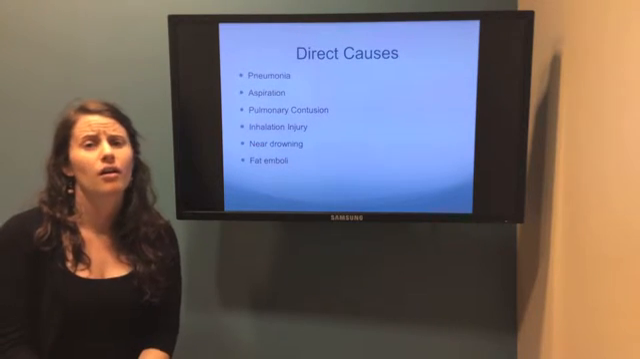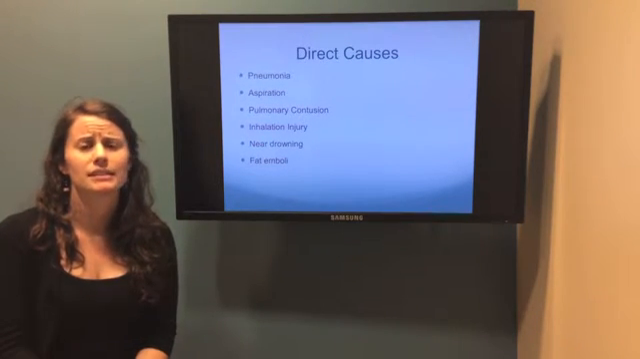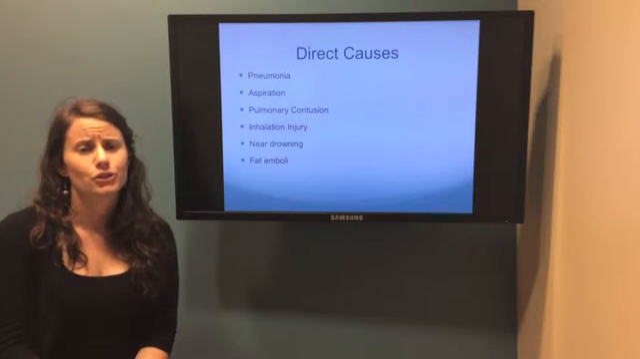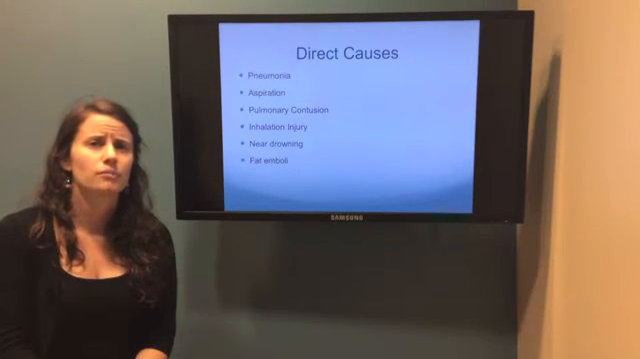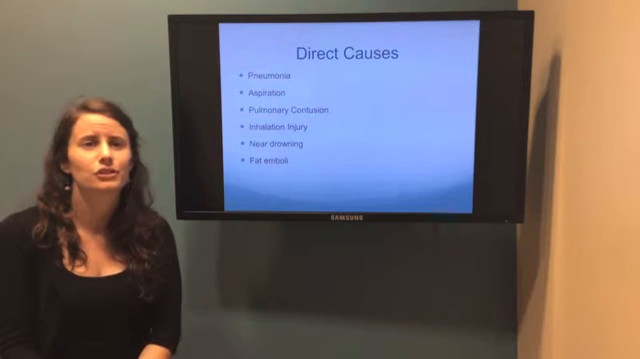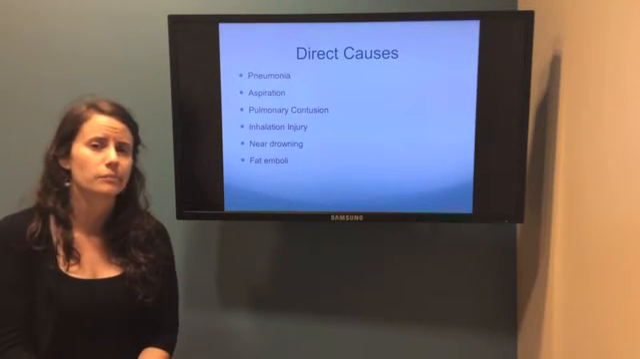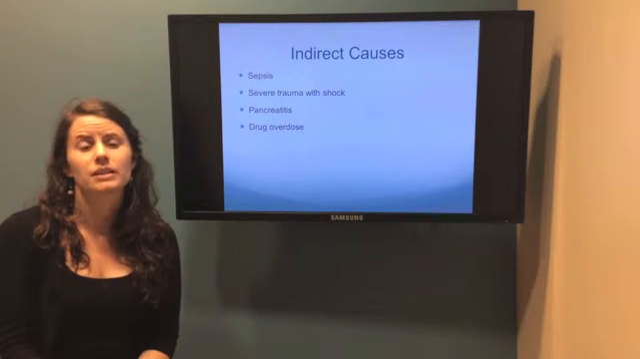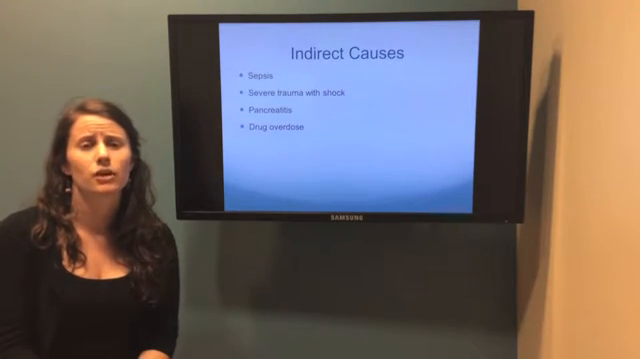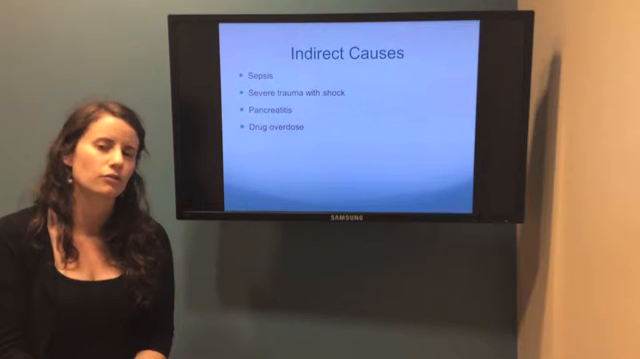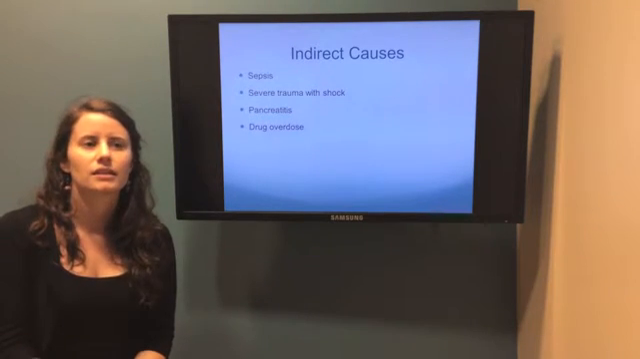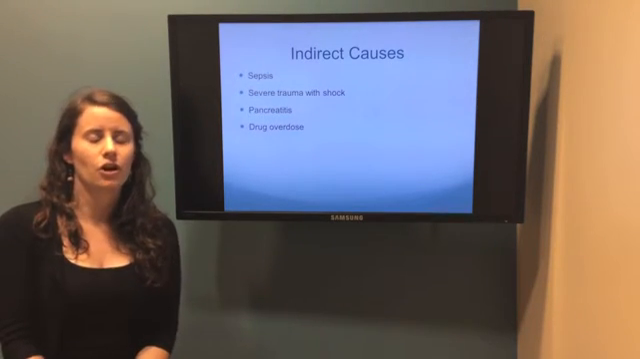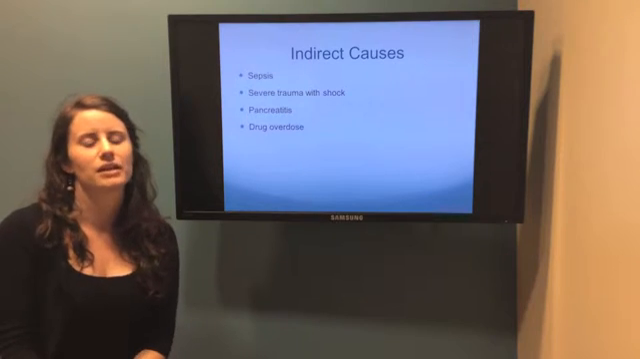The most common cause of ARDS is pneumonia, and some other direct causes are aspiration, pulmonary contusion, inhalation injuries, near drownings, and fat emboli. Some indirect causes are sepsis, severe trauma with shock, pancreatitis, and drug overdose. And all of these criteria or causes are seen in the Medicine ICU at UK.